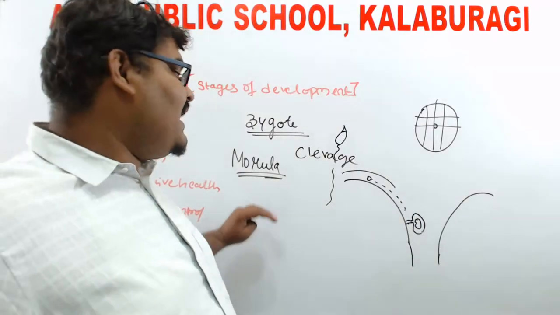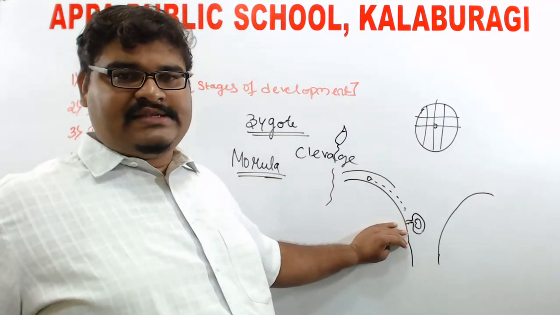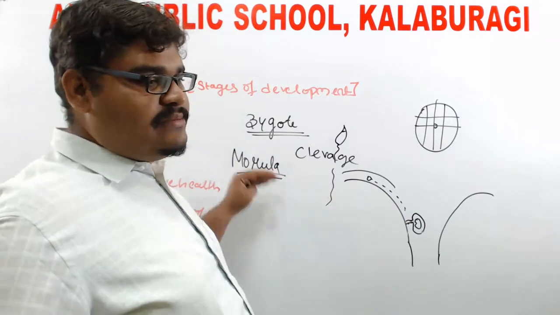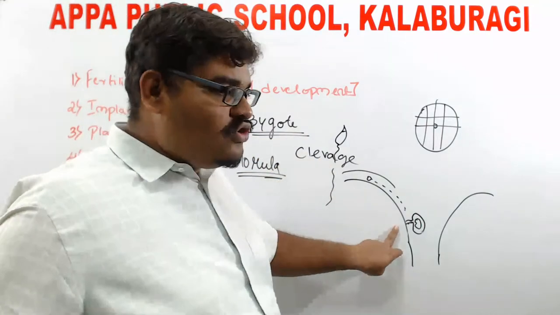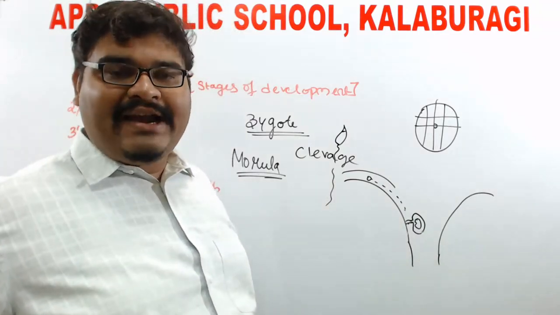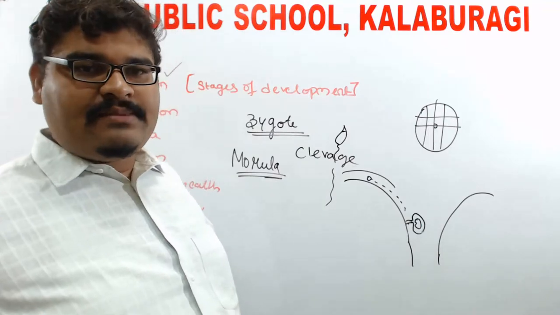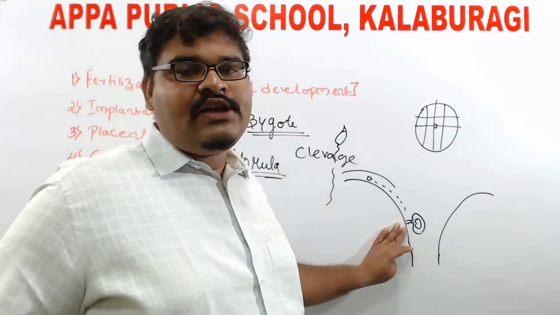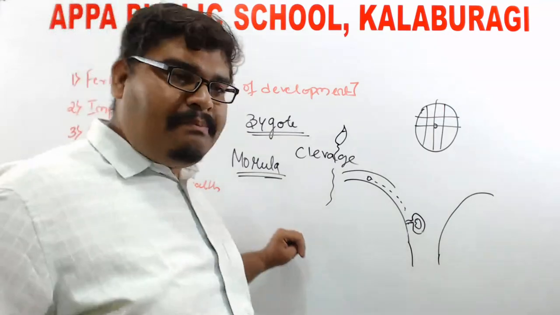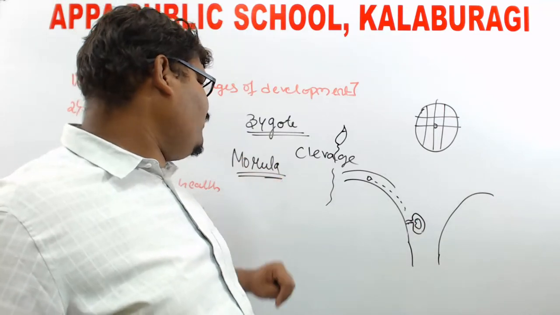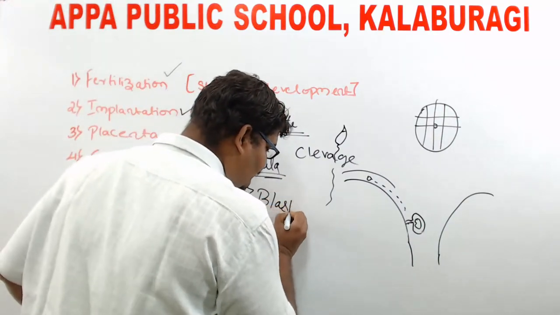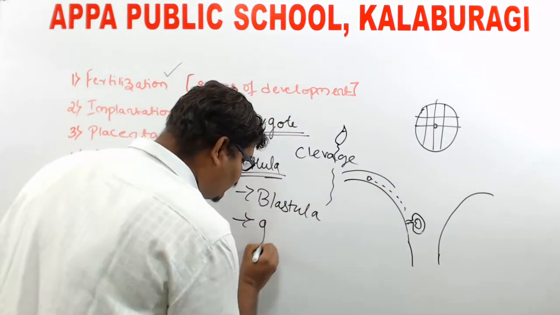So what is this implantation? It is the attachment of the morula to the wall of the uterus, or simply the attachment of the zygote. If you are feeling difficulty in saying that the morula is going to attach, you can simply say that the zygote after cleavage goes and attaches to the wall of the uterus. This process is called implantation. So the second one is implantation. After implantation, the morula undergoes several stages like blastula, then gastrula.